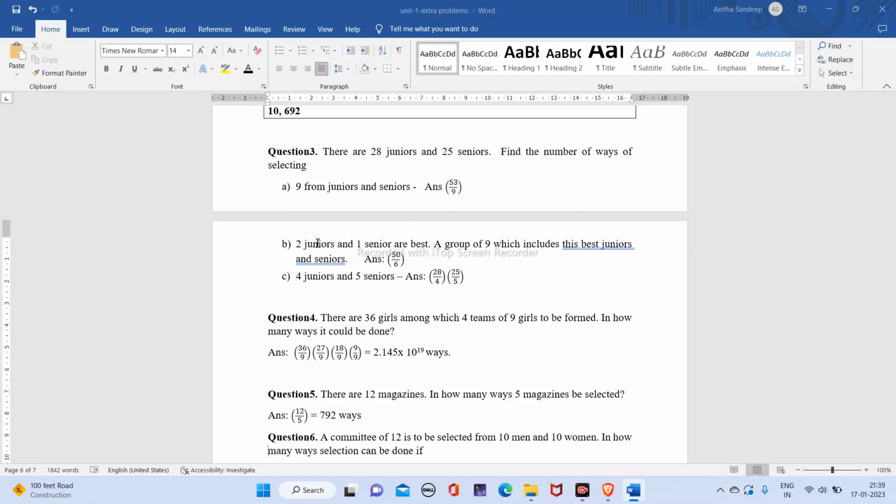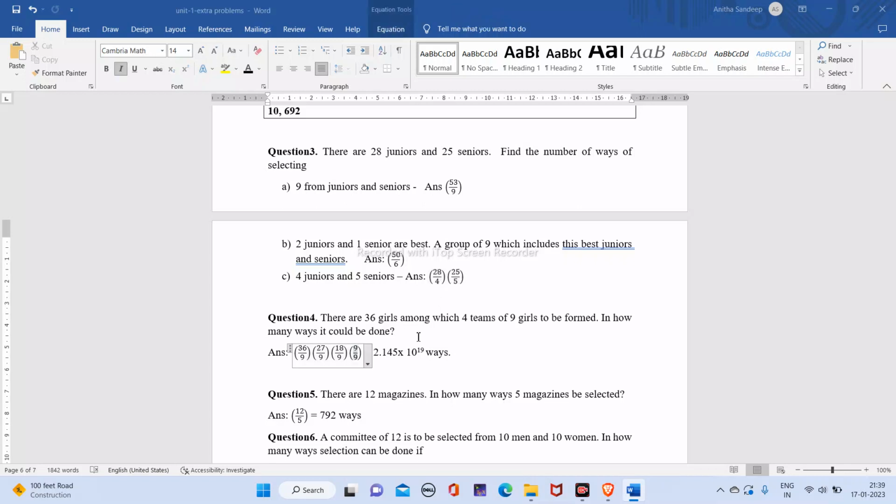So it is 53C9. Next is 2 juniors and 1 senior are the best, in a group of 9 which includes these best juniors and seniors. So these 2 juniors and 1 senior are already selected. Then you have to subtract these 3 from 53, so you will get 50, and you have to select only 6. Already 3 are selected, so it is 50C6. And for 4 juniors and 5 seniors, it is 28C4 multiplied by 25C5.